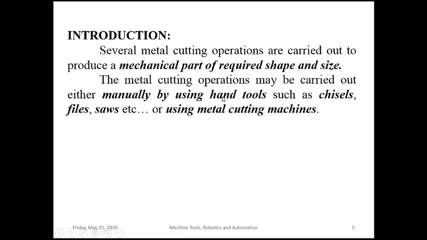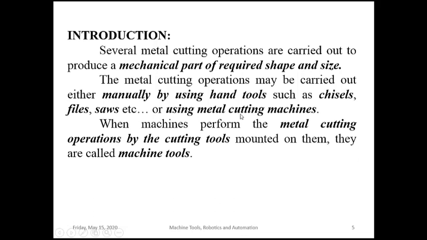Manually it can be done by using tools such as chisels, files and saws. I think you might have heard about hacksaw blades, with which we used to cut some materials. Or you can make use of metal cutting machines to remove the material from the workpiece, and finally produce a mechanical part of required size and shape. When the machine performs the metal cutting operation by the cutting tools mounted on it, it is called a machine tool. So the main part of this module number 5 is machine tools.